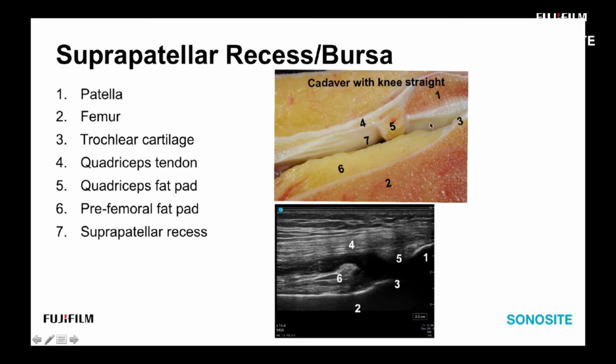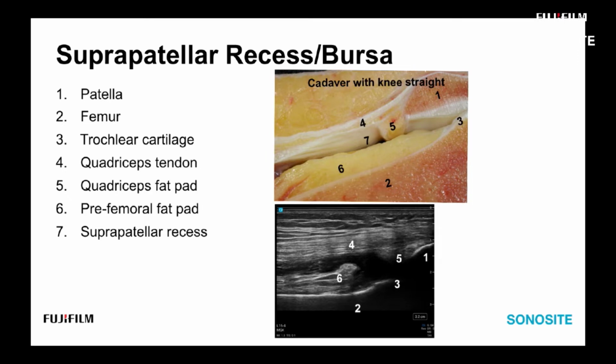So we stay in the suprapatellar recess for knee injections, and we'll actually cover ultrasound-guided procedures, including knee injections, in a subsequent webinar later in the quarter. But for today's purposes, I do want to outline and get everybody comfortable and confident with suprapatellar recess anatomy here.